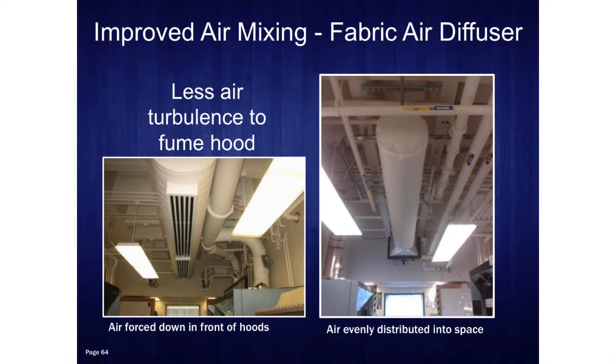So here's where we improved air mixing in a lab. You can see on the left side we have an air supply, and air is being forced down in front of our fume hoods, causing turbulence to that hood. So what we did is we installed a fabric air diffuser, and now we have air nice, evenly distributed into that space, no more turbulence in front of the fume hood.